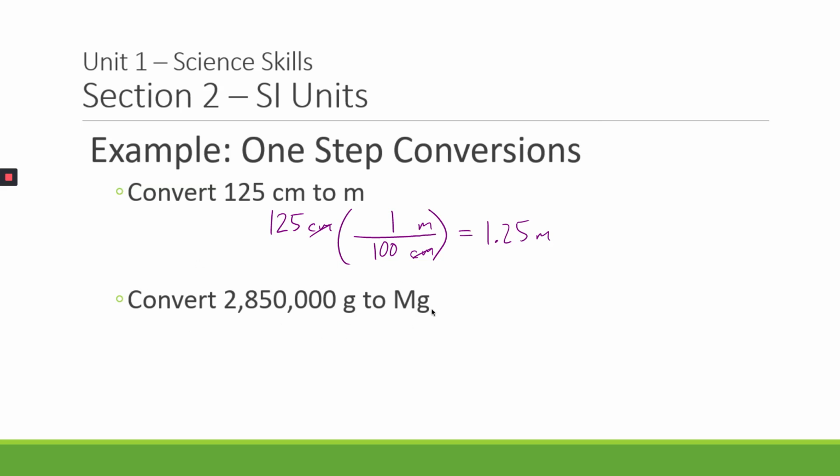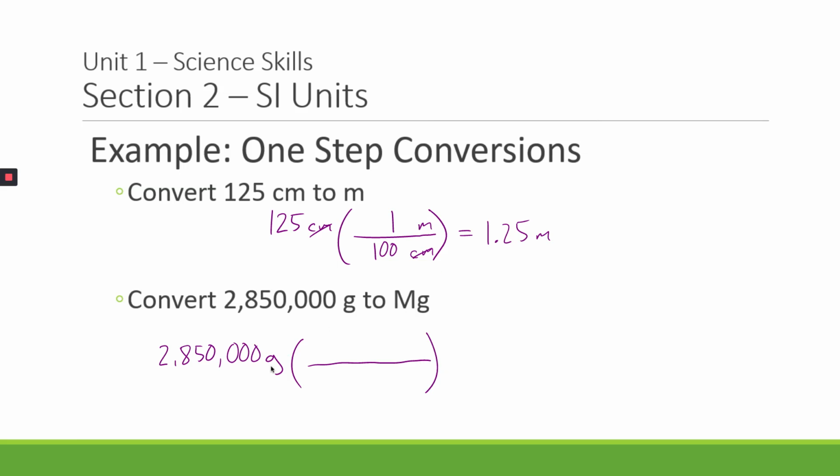Now let's go to this one. This one's certainly different than the other ones. This one's going to be a little bit tricky, right? So first thing you do is you write your number. 2,850,000 grams, and we want to go to a megagram. Megagrams are big. Think megabytes.